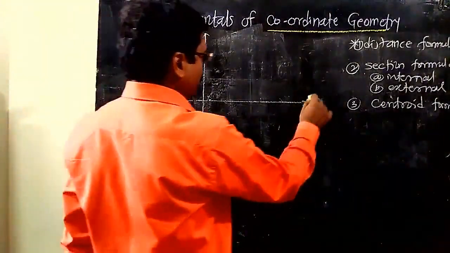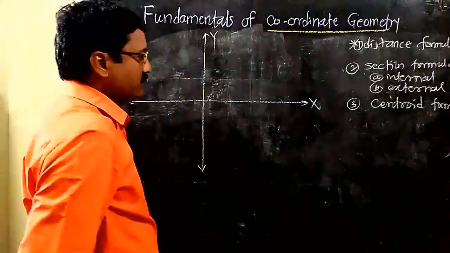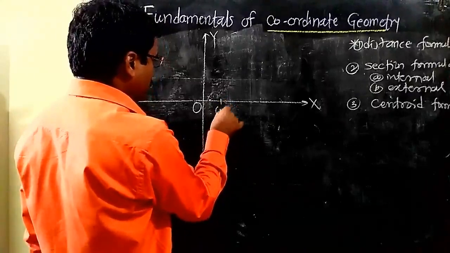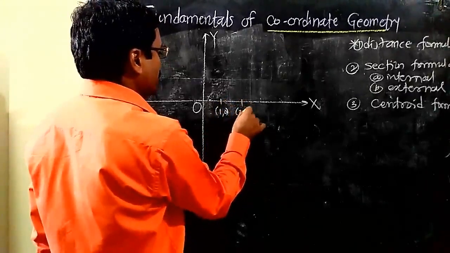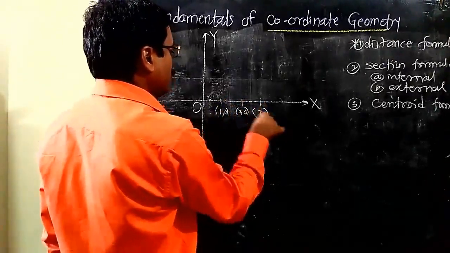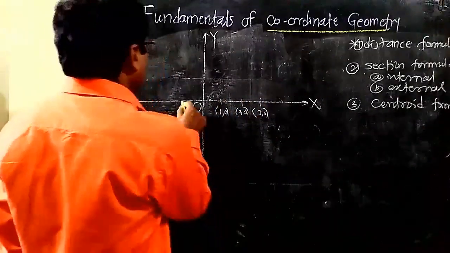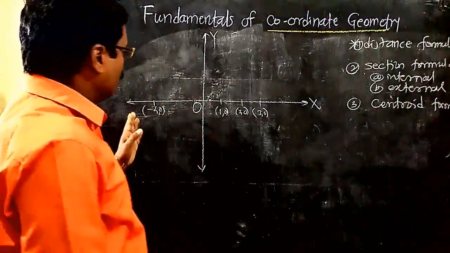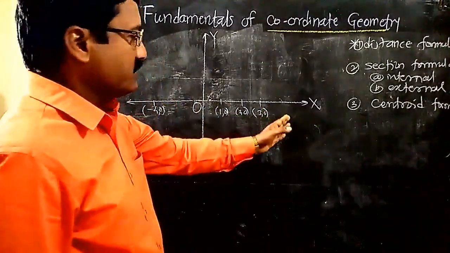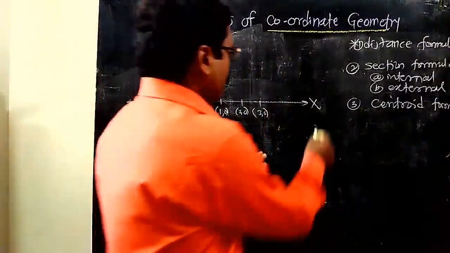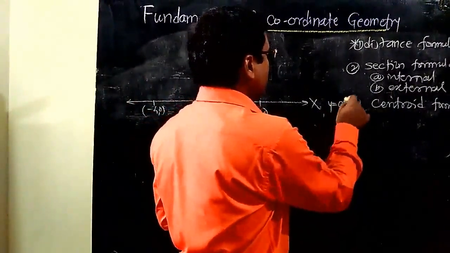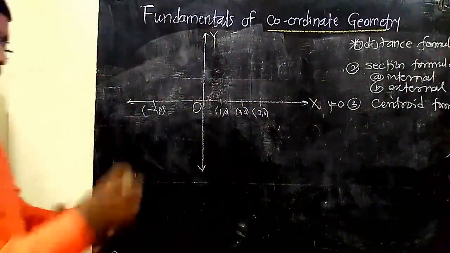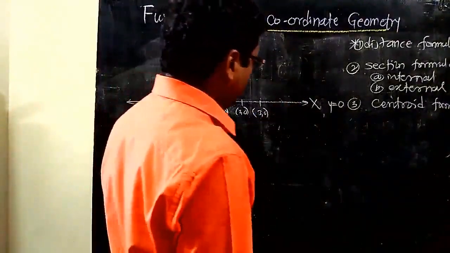This is the x-axis, y-axis. We have seen that the coordinates of every point on this x-axis are like this: 1, 0, 2, 0, 3, 0. If you observe here, this will be minus 4, 0. So the y-coordinate of every point on the x-axis is 0. So y equal to 0 is the equation of the x-axis. This is the combination of algebra and geometry.